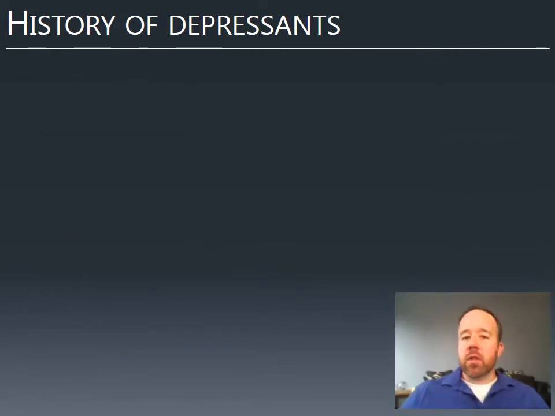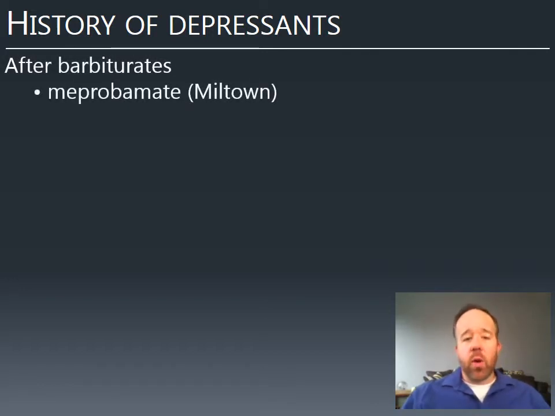And that's one of the reasons that barbiturates were largely superseded by later drugs. They were effective, but they were also somewhat dangerous. And so drug developers worked to create substances that weren't quite as dangerous. And they succeeded. So after barbiturates, we get sedatives and depressants like meprobamate, also known as Miltown, the brand name.